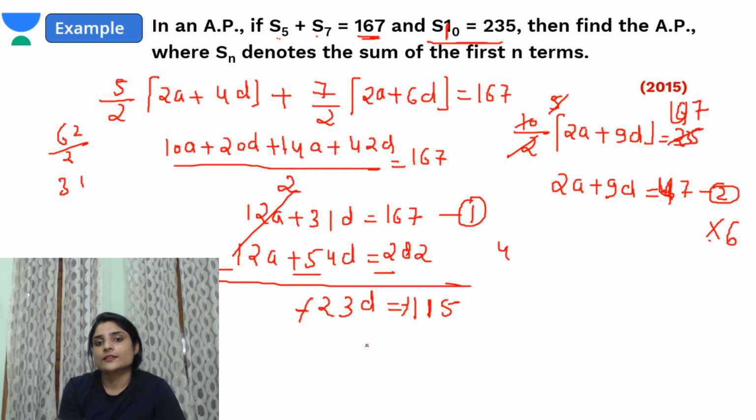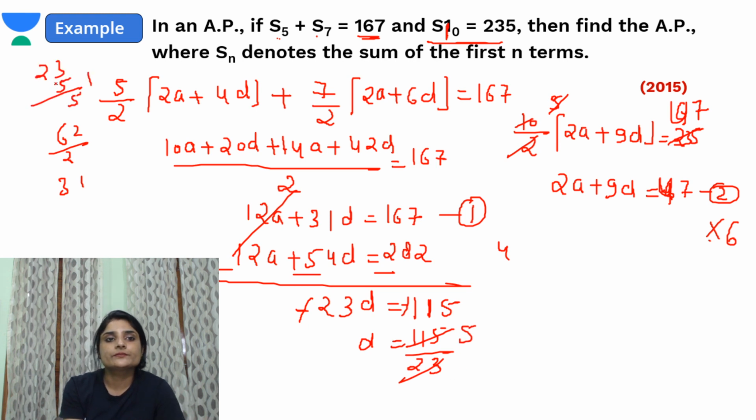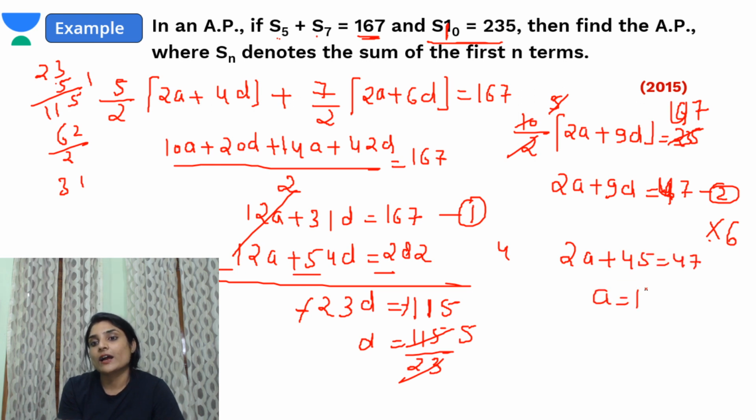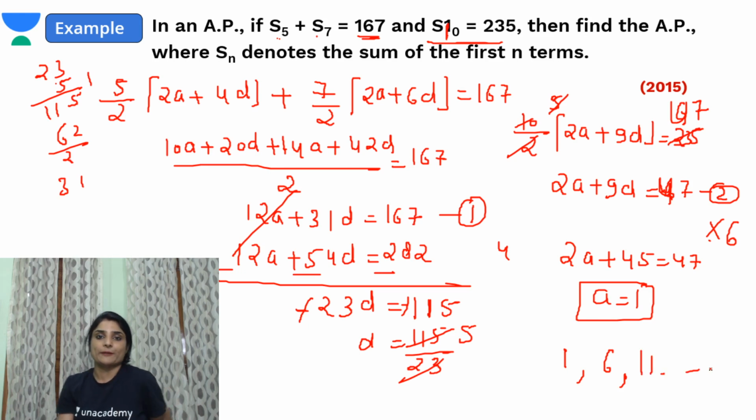So this will get cancelled. So D will be 115 by 23. Check this out. Yes, 23 into 5 will be 115. D will be 5. You can substitute here. So your 2A plus 45 will be 47, and your A will be 1. Your A will be 1, D will be 5, so the AP will be 1, 6, and then 11 and so on. This will be your AP.